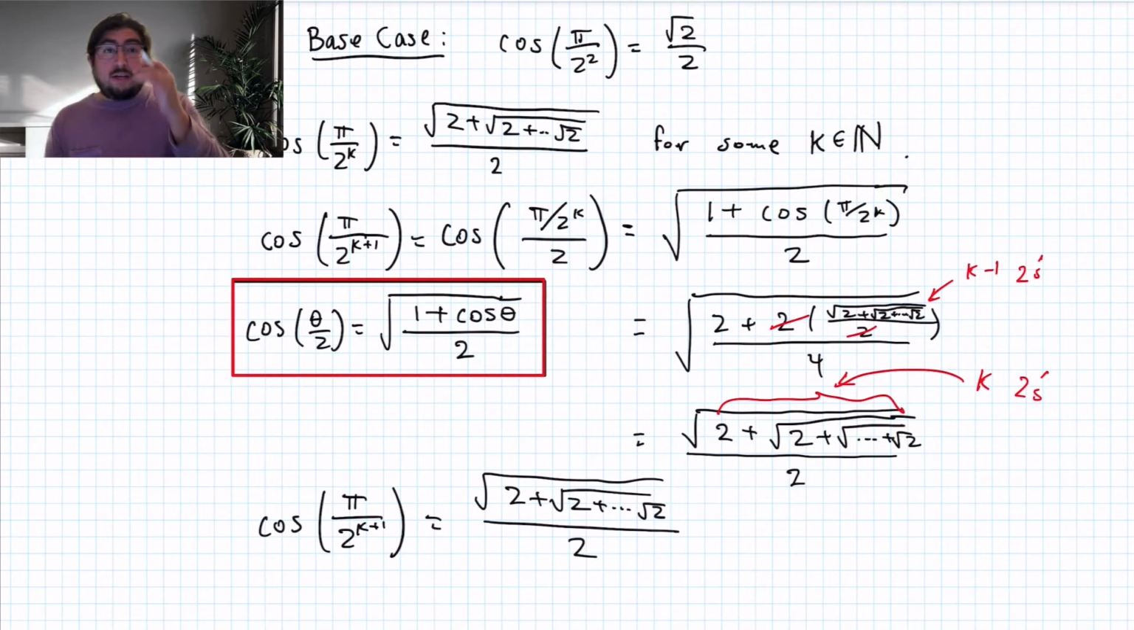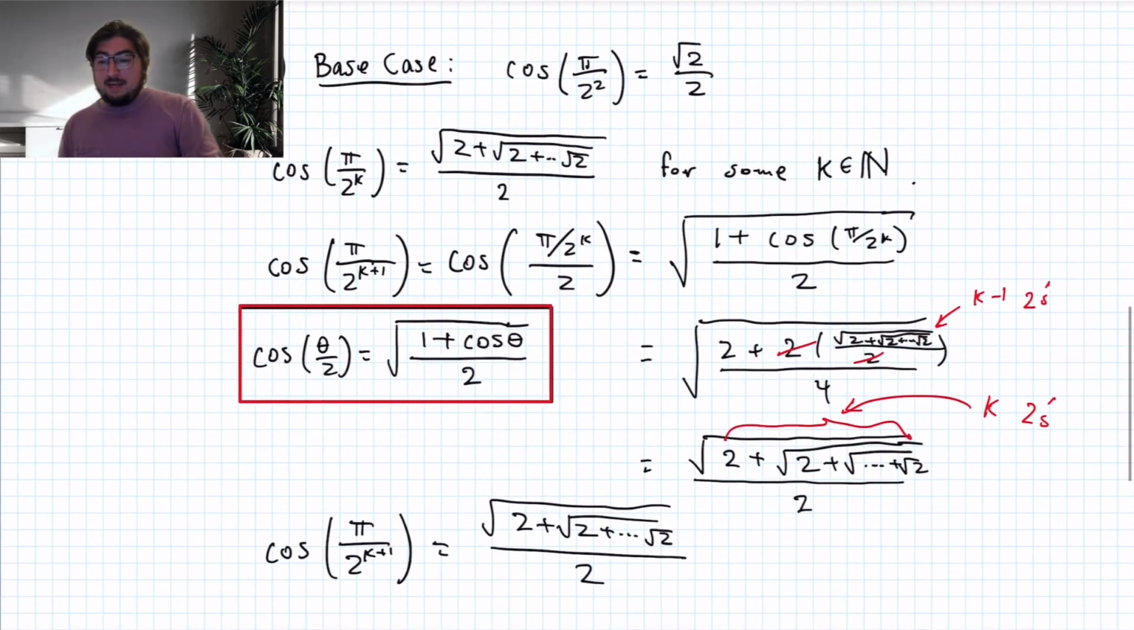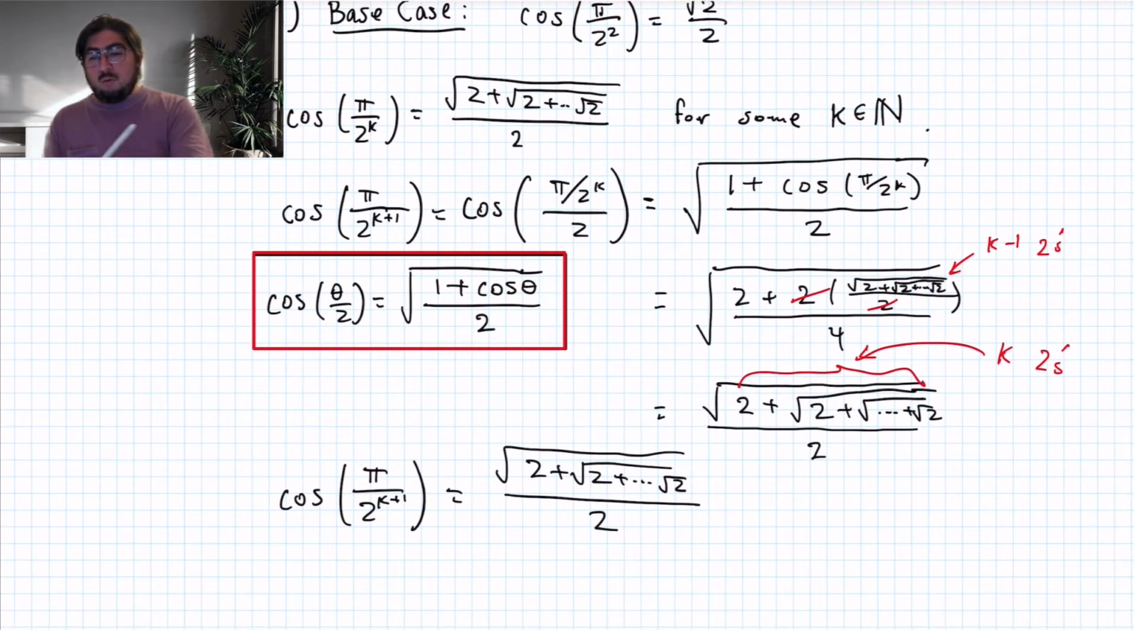But at least we've shown that that fact is indeed true. This fact is true: that cosine of pi over 2 to the k is this nested radical of k minus 1 many 2's, which I'll note here, all over 2. Okay, great. So we've shown that assuming it's true for some value of k, we can show it's true for the next value of k.